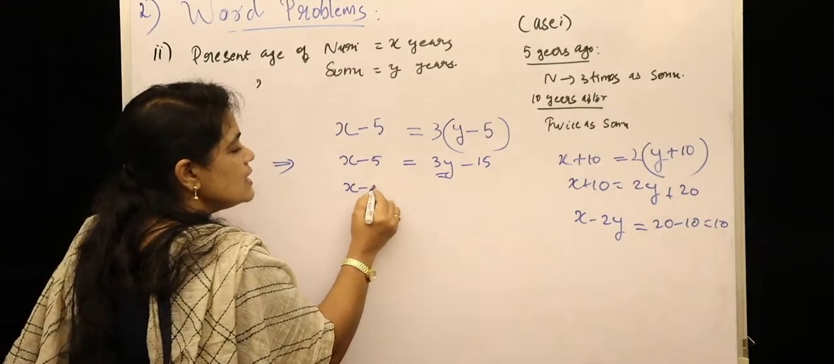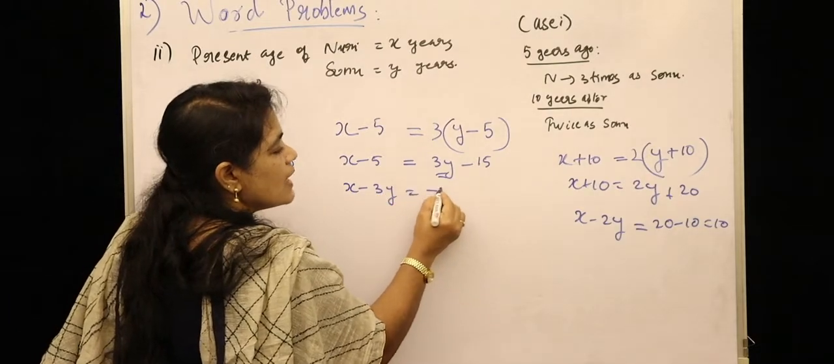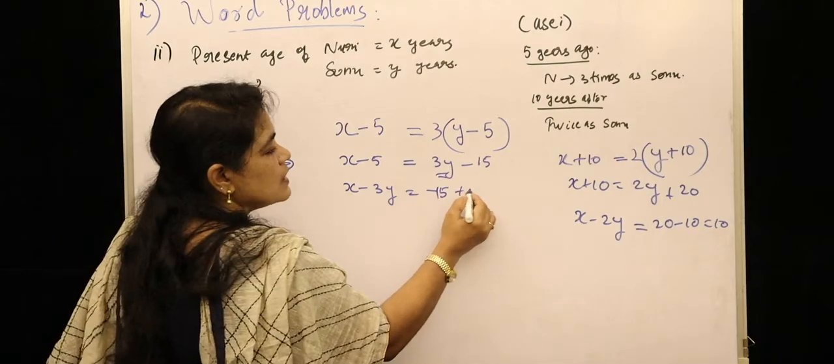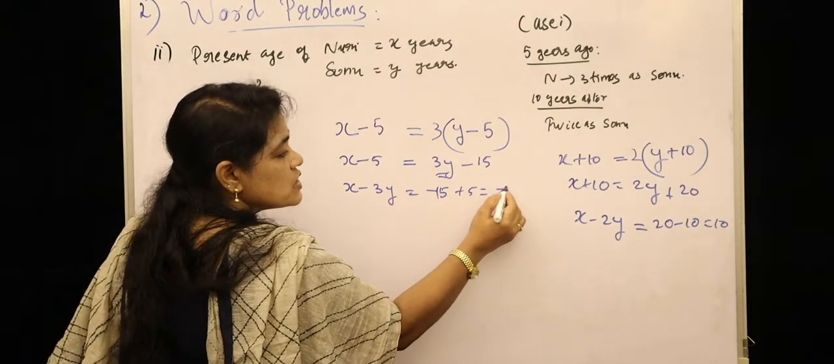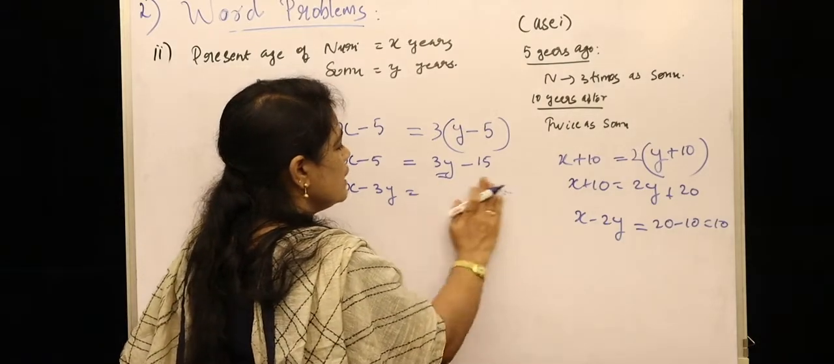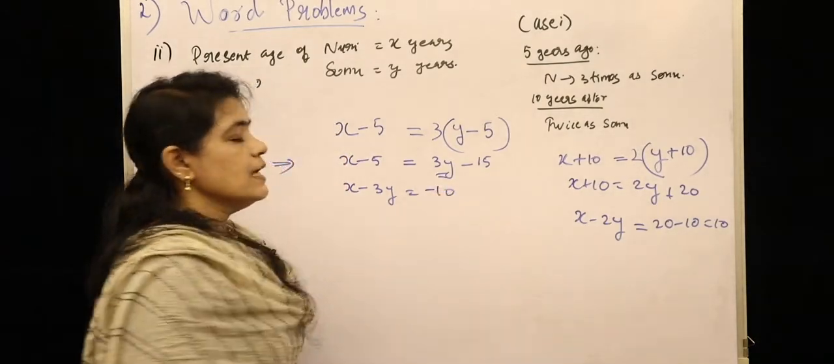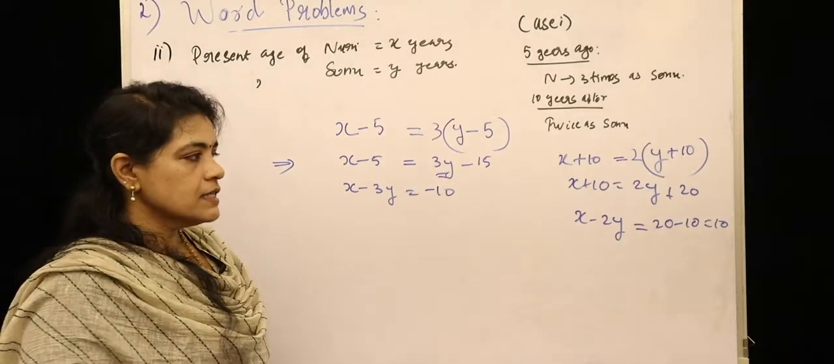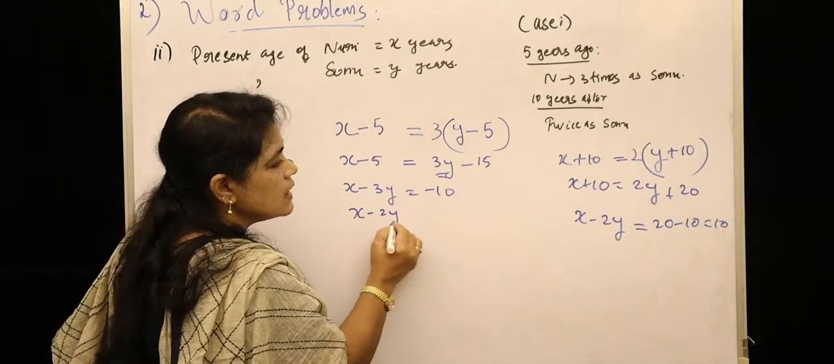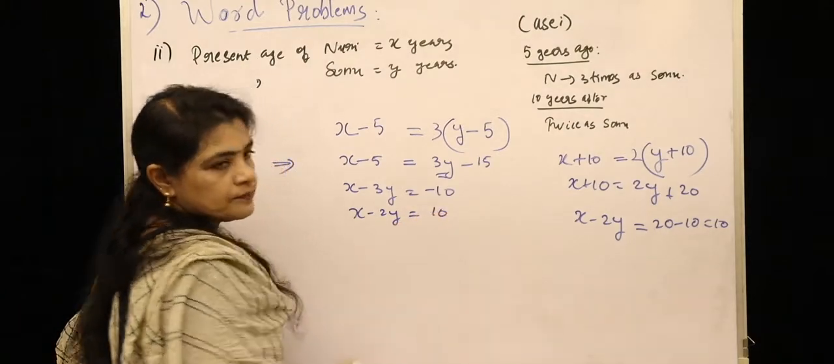So x minus 3y equal to minus 15, and minus 5 becomes plus 5. That is minus 10. Minus 15 plus 5 is minus 10. So we have x minus 3y is equal to minus 10. And what we have as a second equation? x minus 2y is equal to 10.